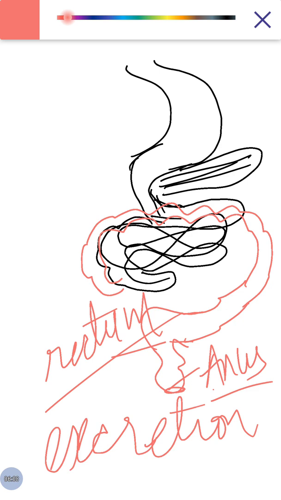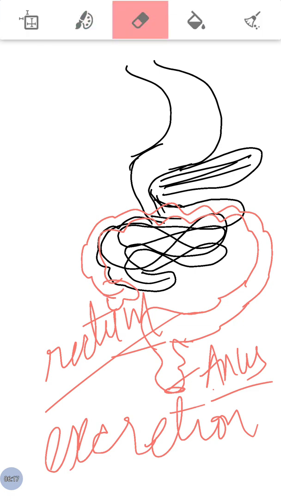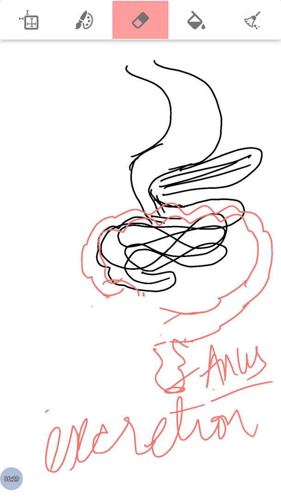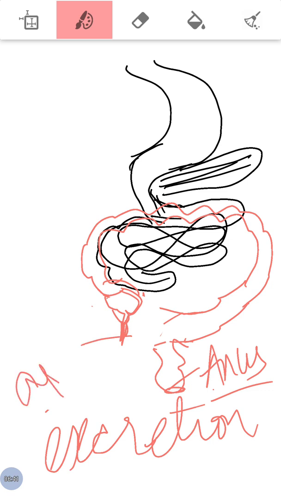Also, you can see there is a small, if you just draw it like this, this is a loop, and right here you can notice something like this. And right here you notice a small appendage-like thing. So this is called the appendix.